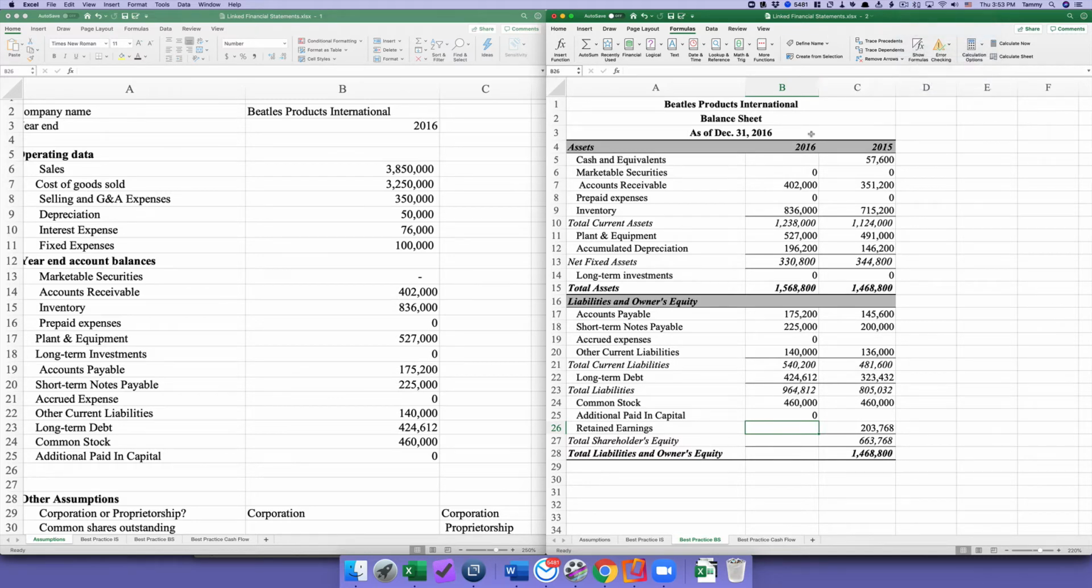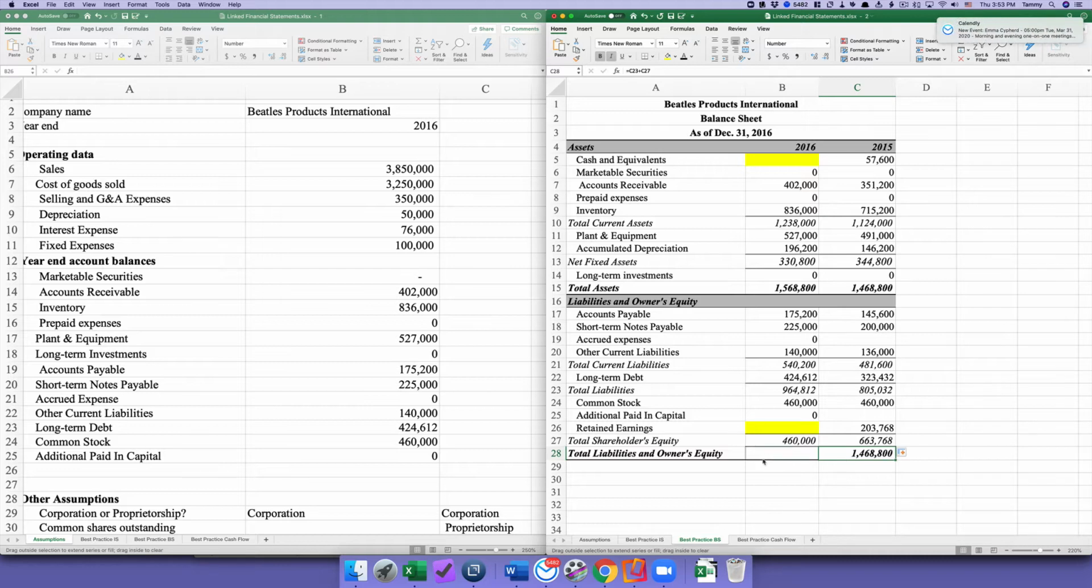Okay, so just to keep things square for you, I'm going to highlight these cells that we've left blank, just so that we remember that these are items in the balance sheet that need to be taken care of after we've done the cash flow statement. Our total equity, of course, we can just copy that formula over, and liabilities and equity, we can also copy the formula over.